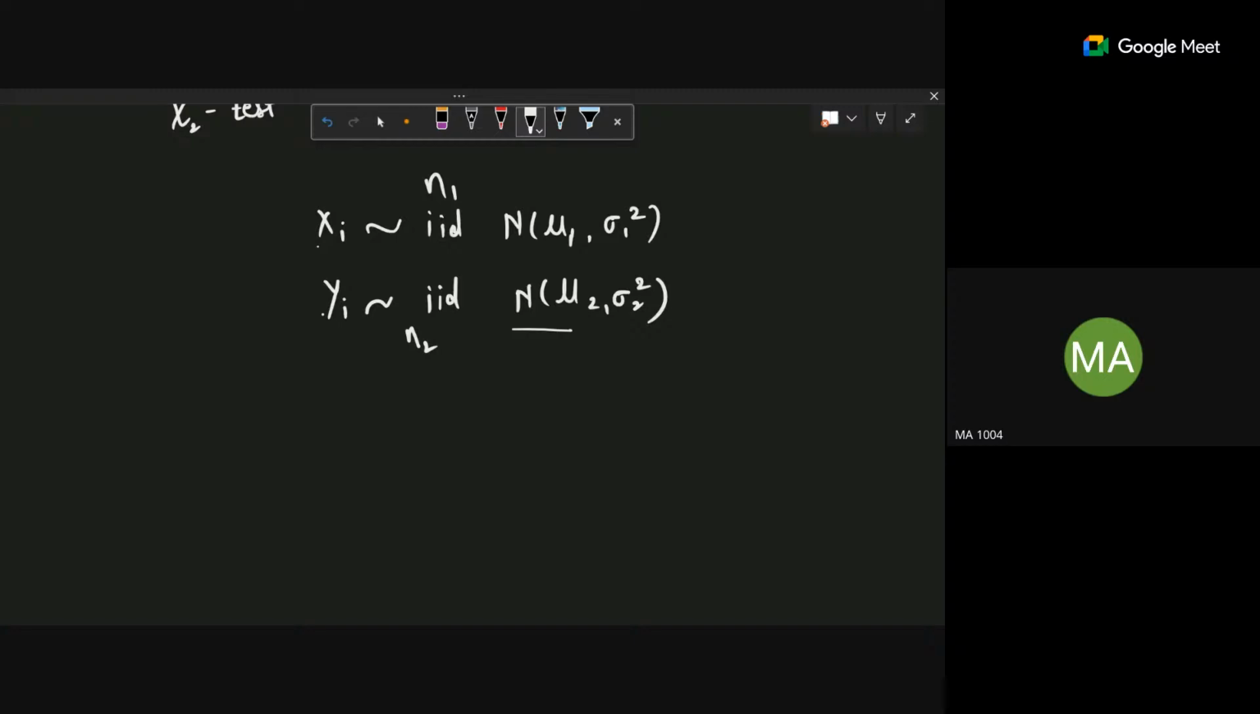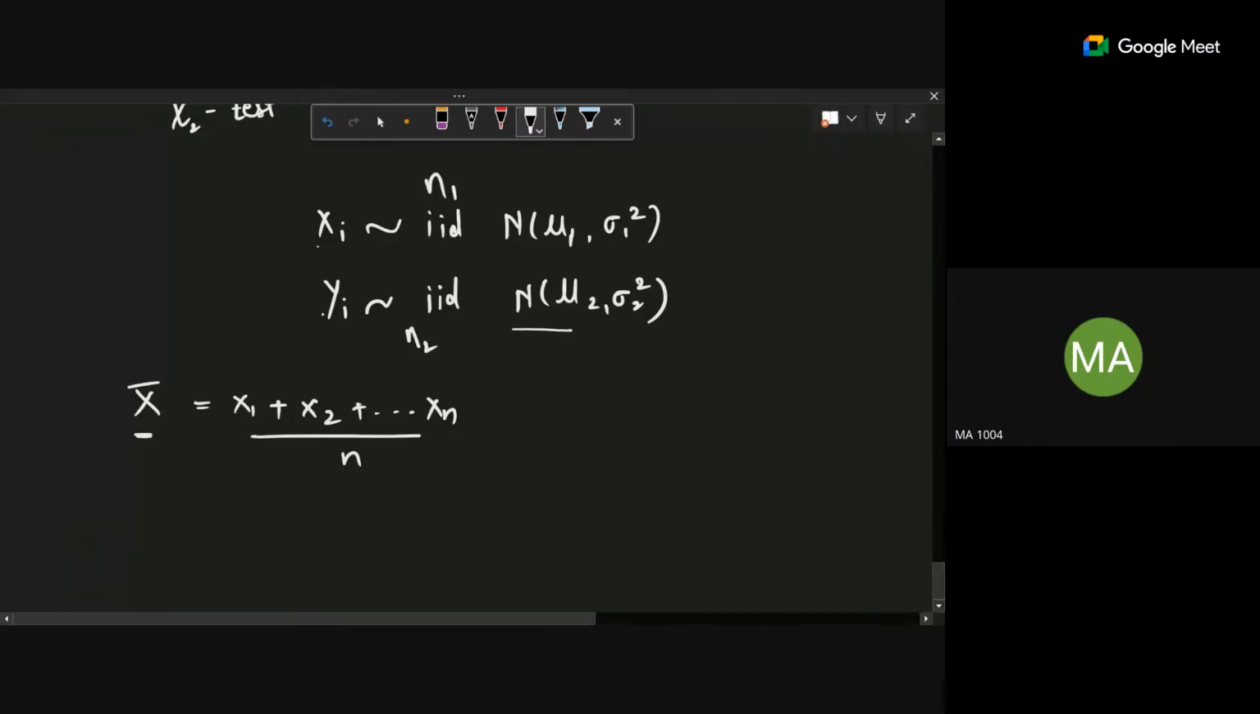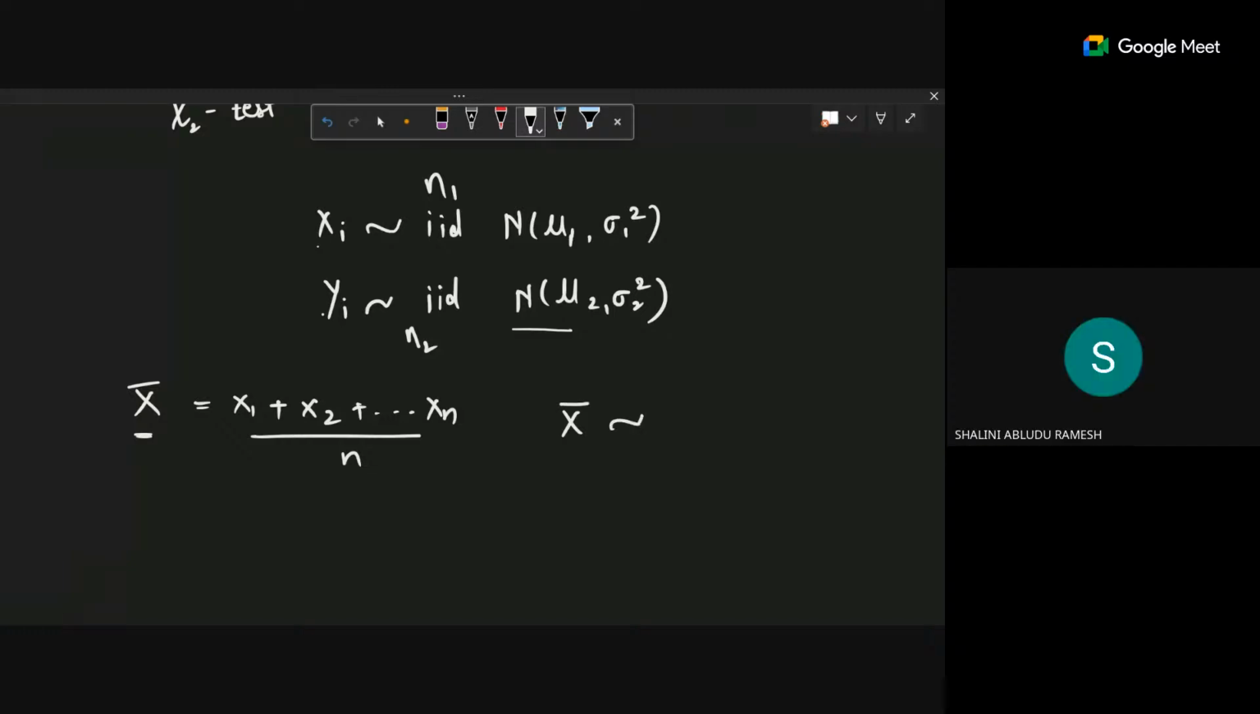Now, if this is the scenario, then what about x bar and y bar? X bar will be a sample mean, right? X bar is a simple mean, and it is nothing but a function of random variables. Do you agree? This is nothing but x1 plus x2 plus till xn upon n. So this is also a random variable, right? If x bar is a random variable, then what will be its distribution? Normal with mean mu1 and variance sigma 1 square by n1.